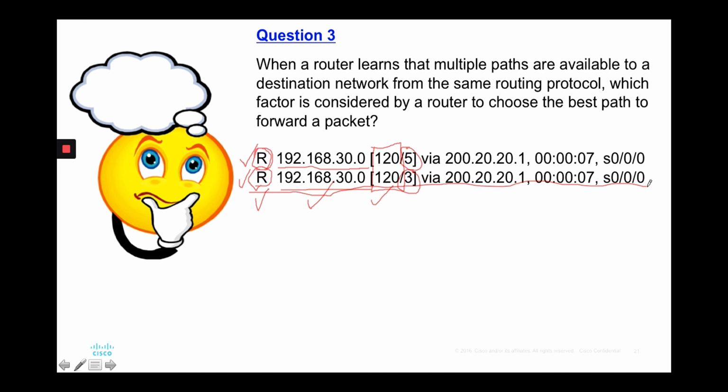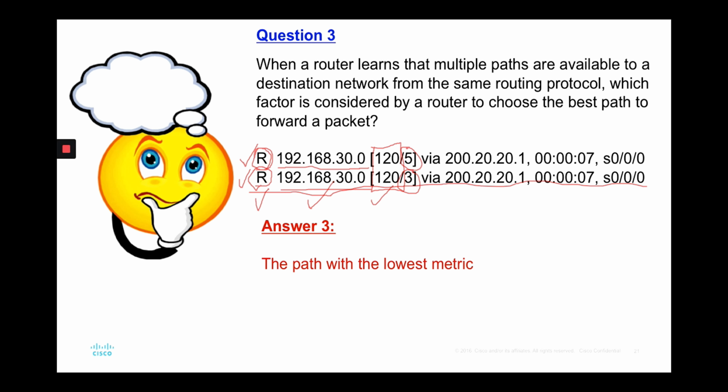Okay, so the answer is that the router will choose the lowest metric if the routing information is the same, the destination networks are the same, and the administrative distance configured is also the same.